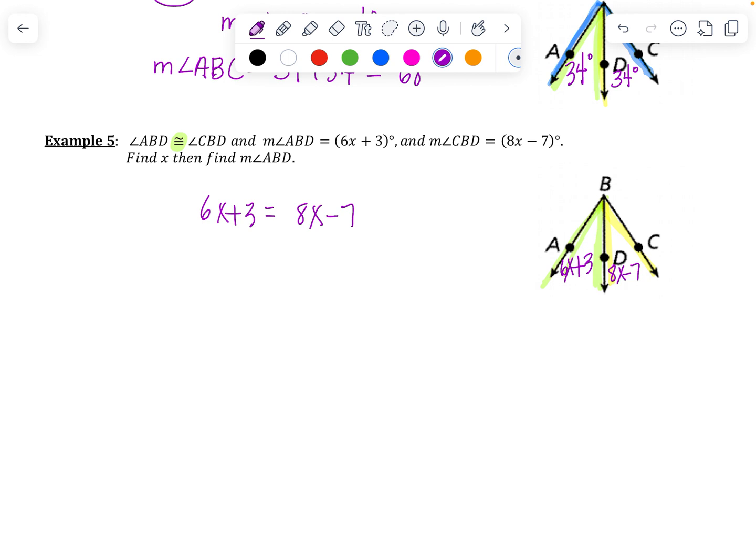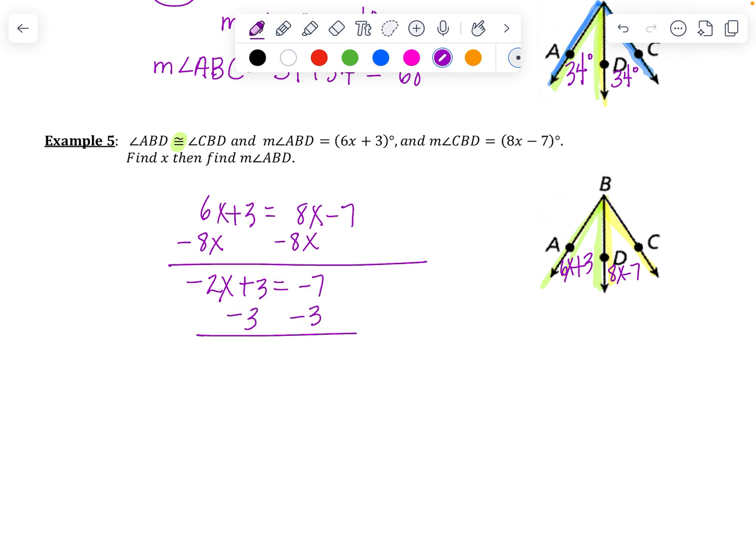And then I just use my algebra skills. So if I subtract 8x from both sides, because again, my variables are on different sides, I get negative 2x plus 3 equals negative 7. If I subtract 3 from both sides, I get negative 2x equals negative 10. Divide by that negative 2, and x equals 5. That is one of my answers. It did ask me to find x, so that is one of my answers.